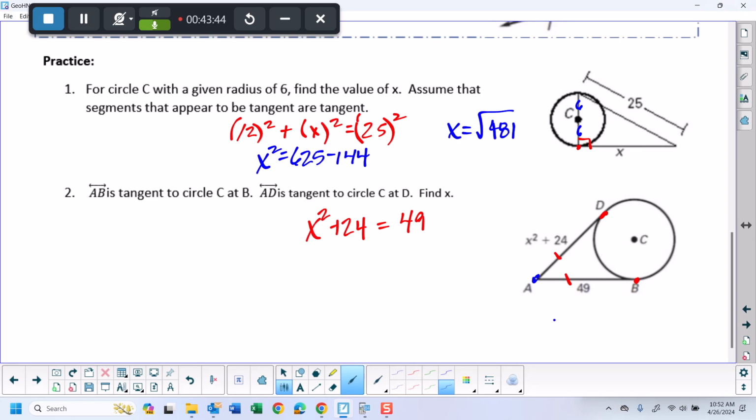When I solve for x, subtract 24 from each side. That looks like 25 to me. Take the square root. X is going to be equal to 5. Can I say plus or minus in this scenario? Can x be negative 5? Yeah, we'll square away the negative. That's a good answer.